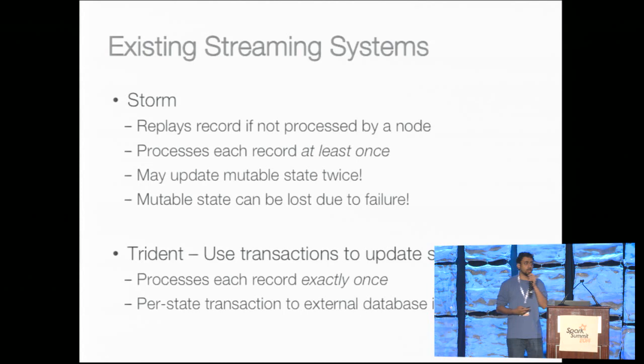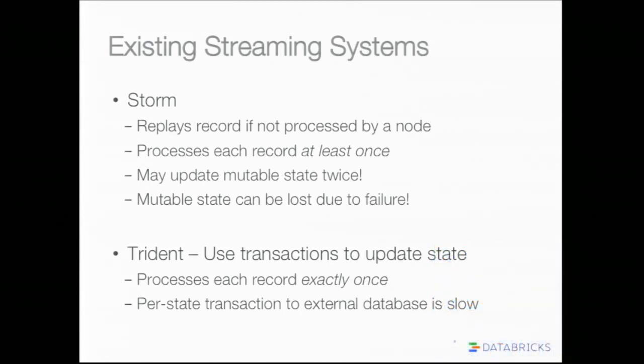As a follow-up to Storm, there was another system written on top of it called Trident, which uses transactions to update this mutable state to make sure to get the exactly-once processing model. But what we have heard from many developers is that these per-state transactions cause a huge impact on throughput. So many developers actually don't use Trident to achieve the throughput they desire.